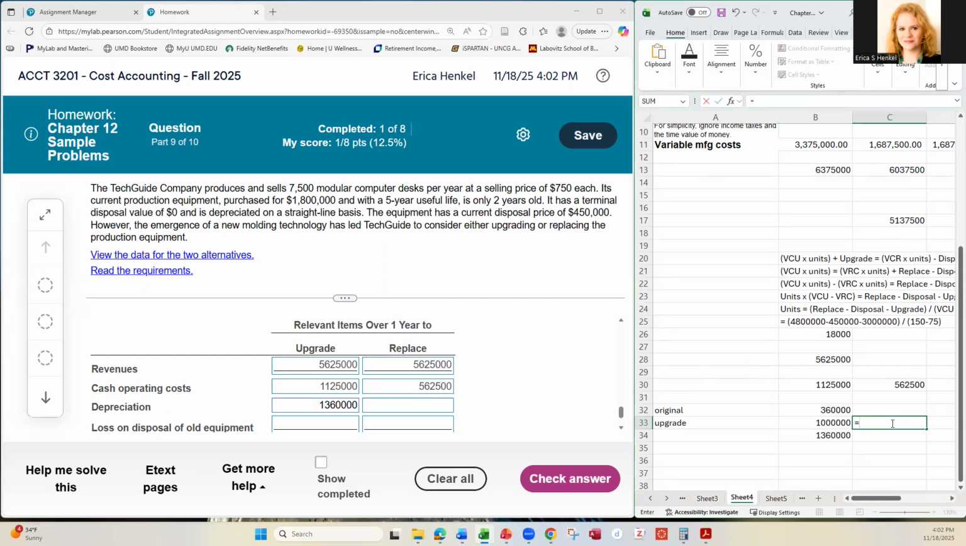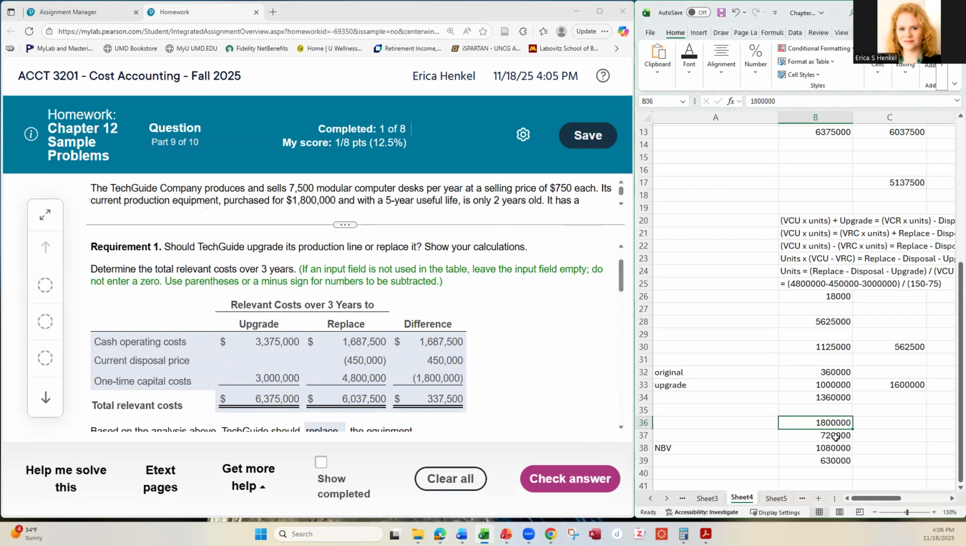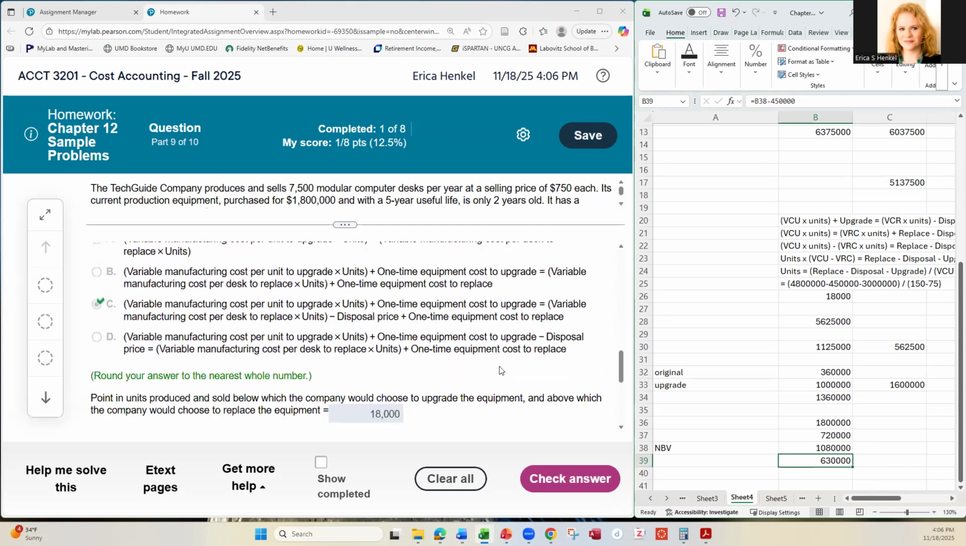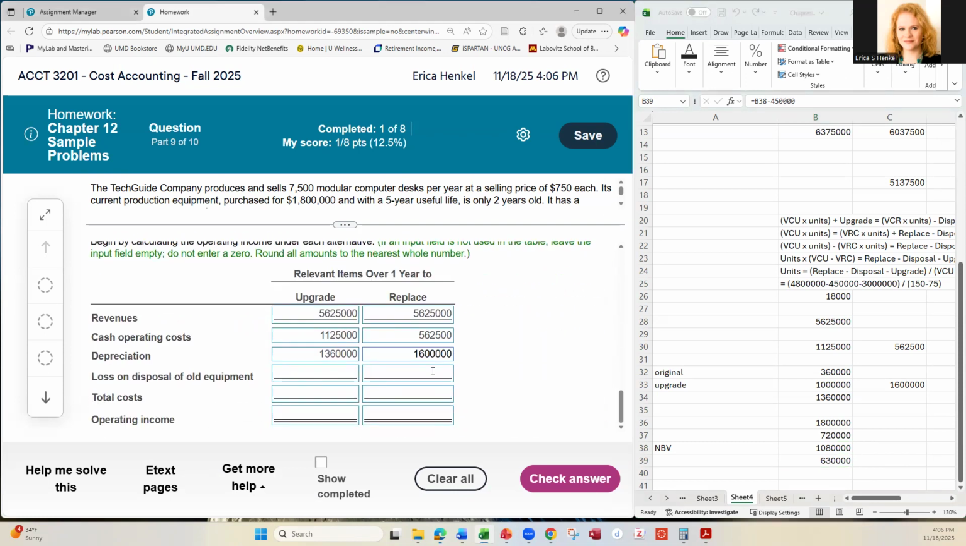Now on this side, we've just got the 4.8 million, so 1,600,000, dividing it by 3 years straight line. In terms of what we paid for it, we've taken 2 years of depreciation, giving us a net book value of 1,080,000, giving us a loss of 630,000 because we had book value of 1,080,000 and we only got 450,000 for it.